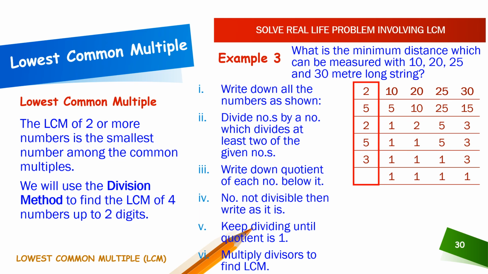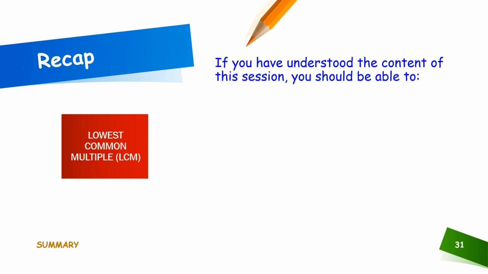Now multiply the divisors to find the LCM. So 2 times 5 times 2 times 5 times 3 equals 300 is the LCM, and the minimum distance which can be measured is 300 meters.